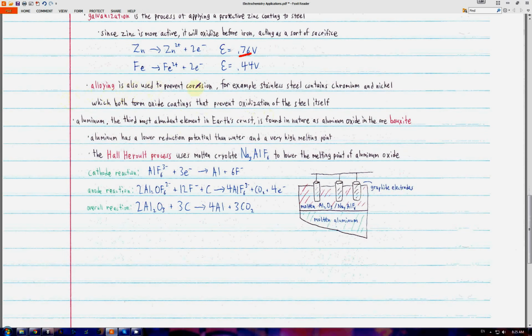Alloying is also used to prevent corrosion. For example, you add chromium and nickel to steel, and the chromium and nickel both produce an oxide coating that prevents oxidation.